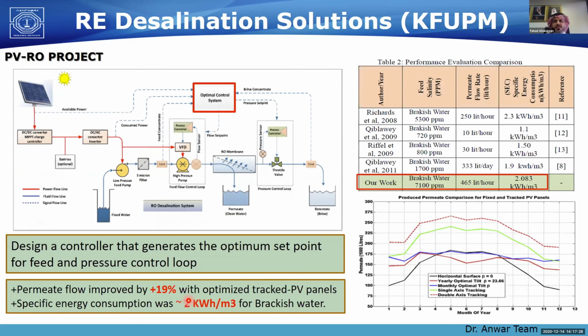We are rerunning the labs now with a couple of projects, and our colleagues' work, they were able at that time to get relatively low specific energy consumption as compared to other published work. And they improved the flow by 19%, with the optimized tracking PV panel system, and specific energy consumption was around 2 kilowatt-hours per cubic meter for brackish water, which is considered a good solution. However, still we are working right now to improve these systems.